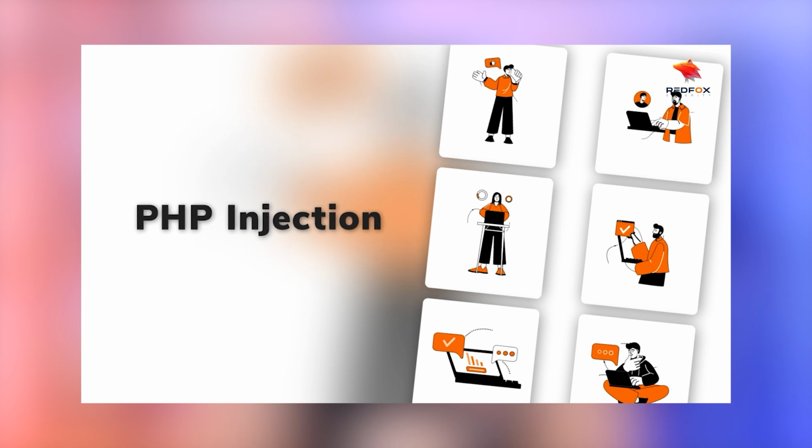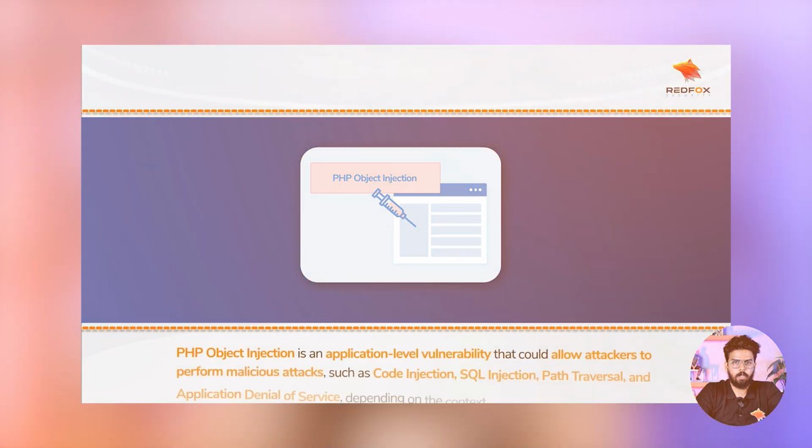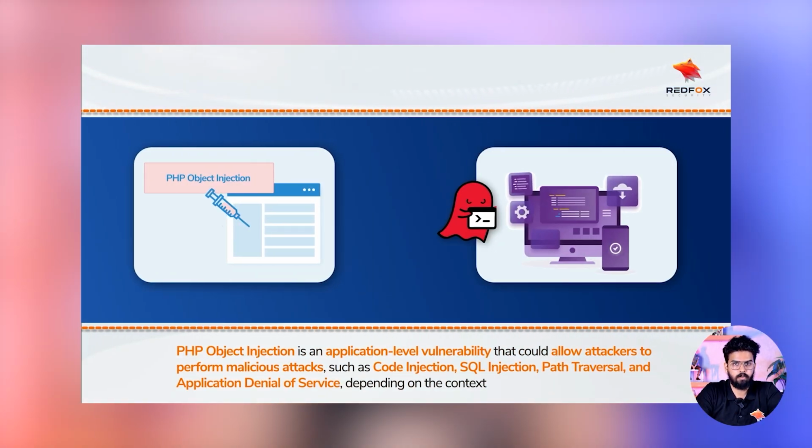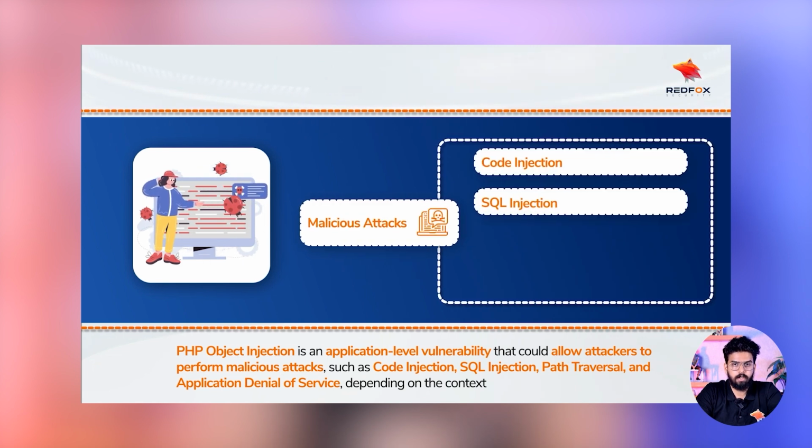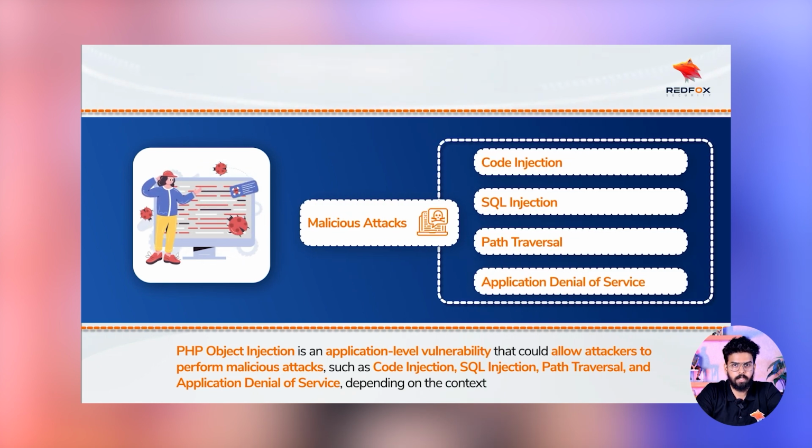PHP injection theory. Now, PHP object injection is an application-level vulnerability that could allow attackers to perform malicious attacks such as code injection, SQL injection, path traversal, and application denial of service, depending on the context.